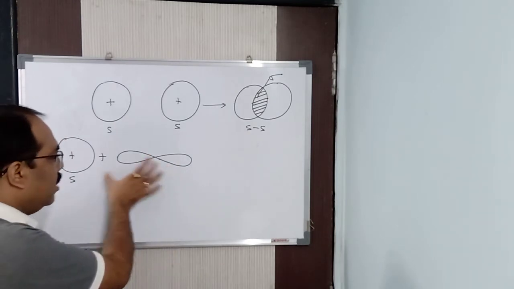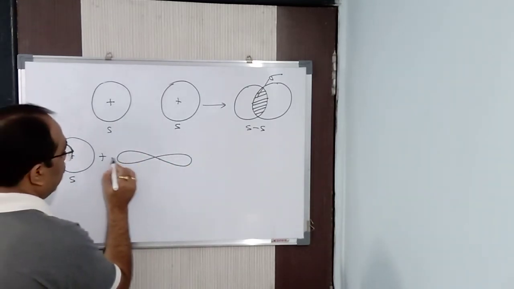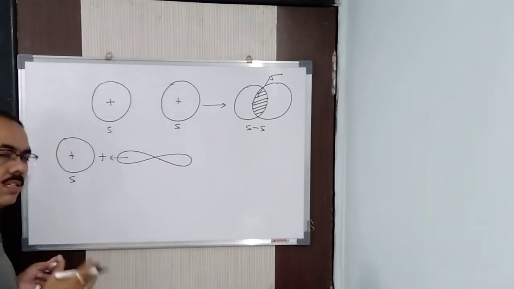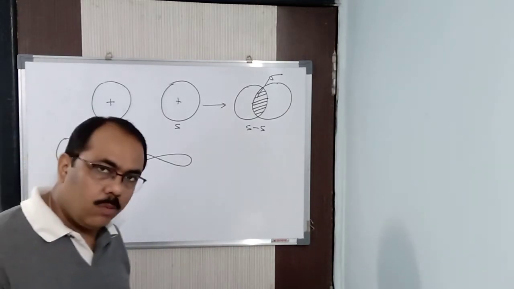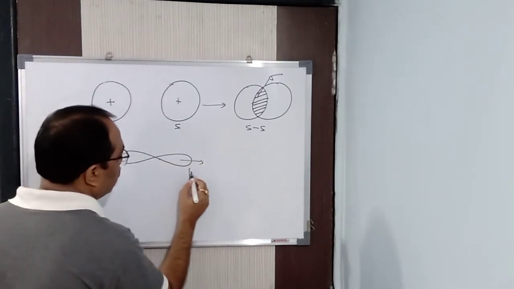Alright, this is a P subshell, no? So PZ, we are having two lobes. We consider this as the PZ. Otherwise you will say it is PX. Done. PY. Done. No problem. So in this way, this is your PZ subshell.